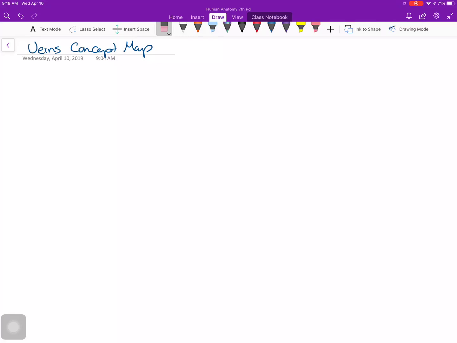Okay, guys, veins concept map. The thing you need to remember about veins is everything is going back from the most distal part of the body back to the heart. So we're going to start going to the superior vena cava.